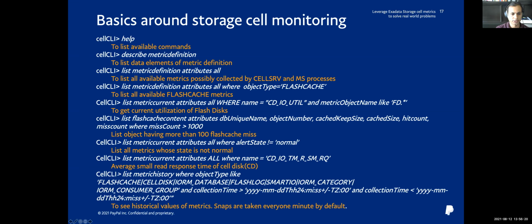Now the next one is if I want to see how many misses I am having. You can literally put a SQL kind of query and then see which particular database running on that Exadata rack, which particular object. So you can see the object number here, which is mapping to the data object ID in DBA_OBJECTS or CDB_OBJECTS if you're using multitenant. So from here you can find out the objects which are not having great flash cache hit, because of the random access pattern.